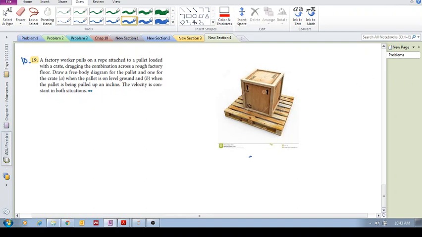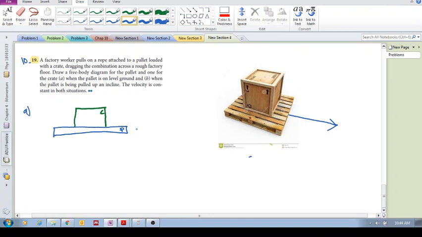So here's just a picture that I got off the internet. Here's a pallet, and there is the crate. For example, the factory worker is pulling on the pallet, and then both the pallet and the crate move. So A is when the pallet is on level ground. I'm just going to draw the pallet there and the crate there. So that's my crate and that's the pallet.